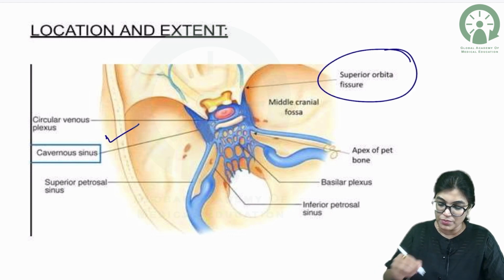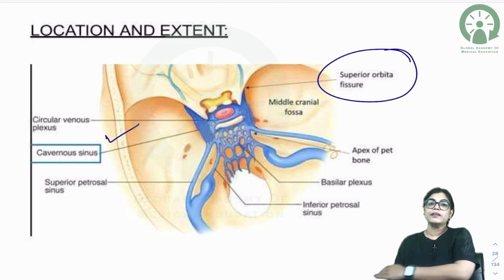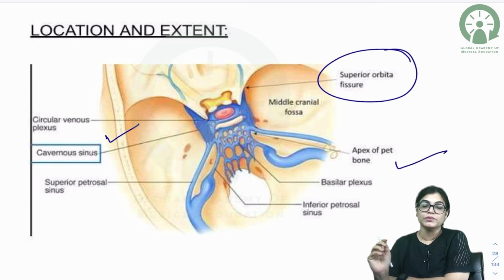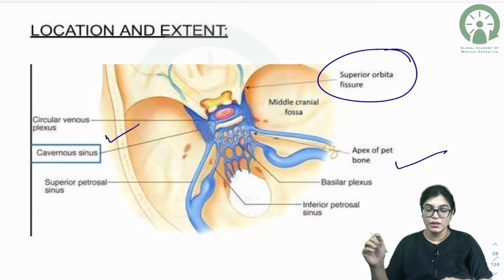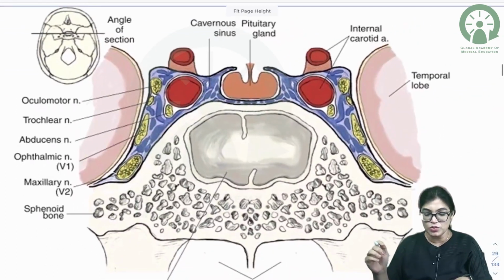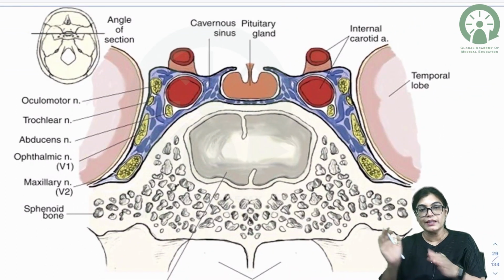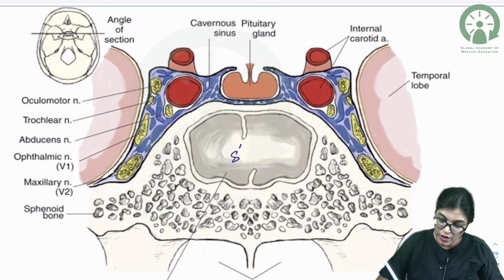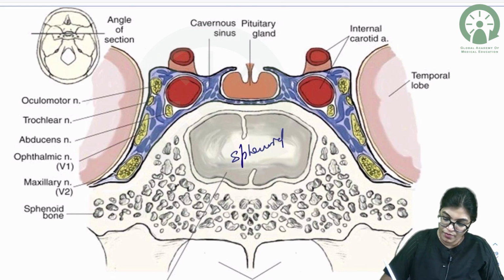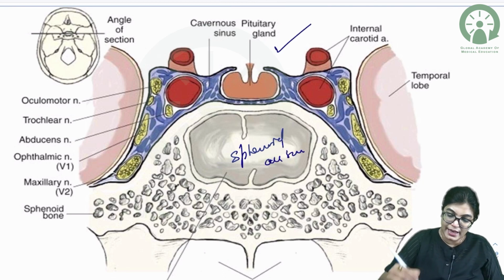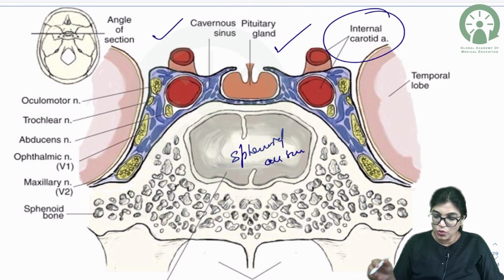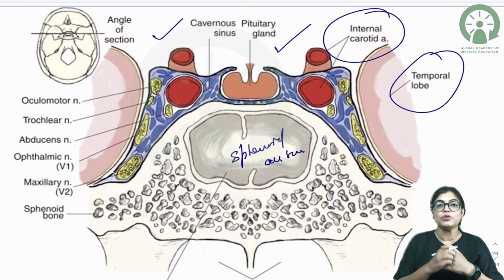It is extending from close to the apex of the superior orbital fissure, and it is extending to the apex of the petrous part of the temporal bone. I first want to show you this diagram so that you can appreciate the relations. If I talk about the cavernous sinus, medially it is related to the sphenoidal air sinus, pituitary gland, superiorly the internal carotid artery, and more laterally the uncus part of the temporal lobe.